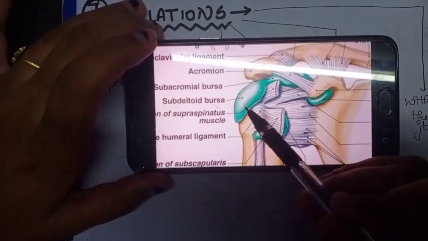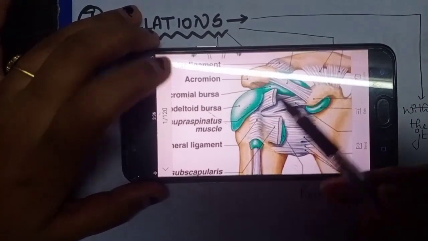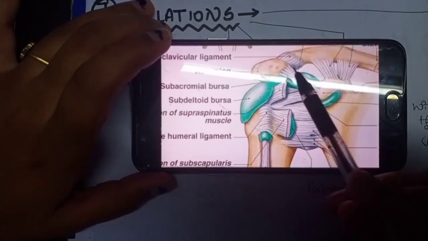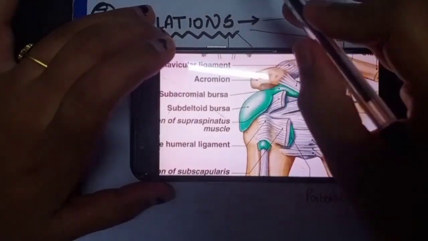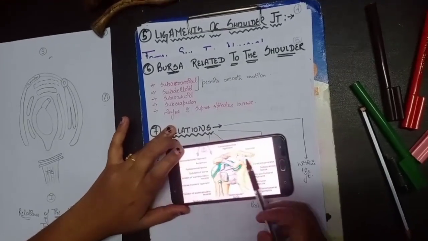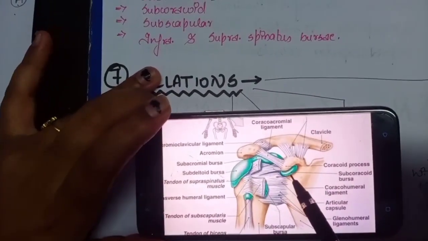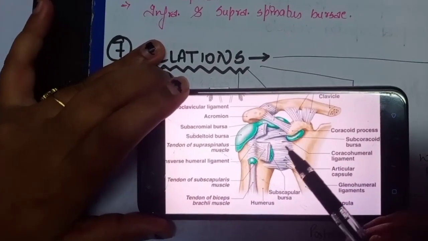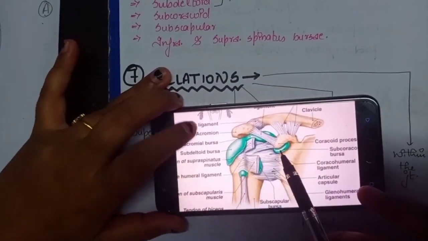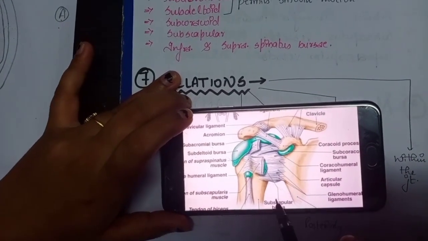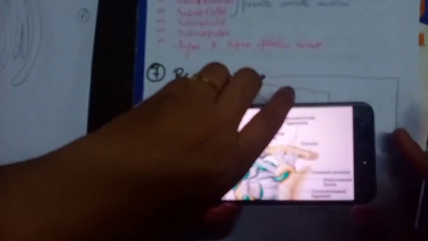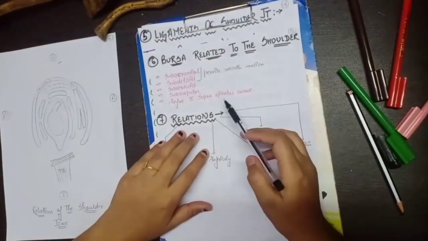Actually, the subacromial and subdeltoid bursa are continuous. The subacromial bursa continues as the subdeltoid bursa, so they are together known as the subacromial bursa only, and they permit smooth motion. Then you have the subcoracoid bursa, here under the coracoid process. Then you have the subscapular bursa. Under the coracoid process is the subcoracoid, this one is your subscapular, and this one is subdeltoid, subacromial. These are the bursas. You don't have to explain them. If you just write the names, that's enough.